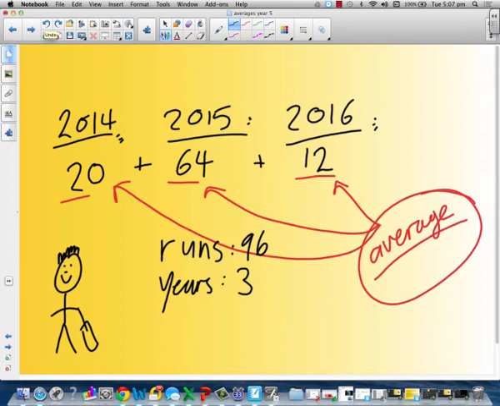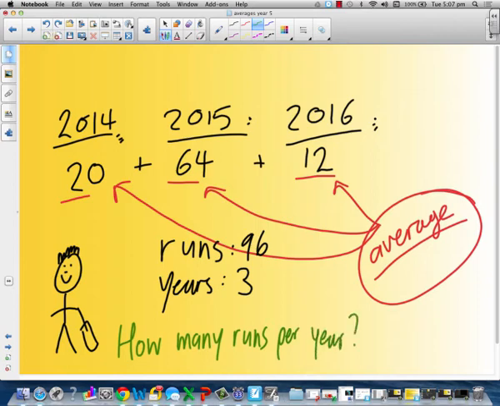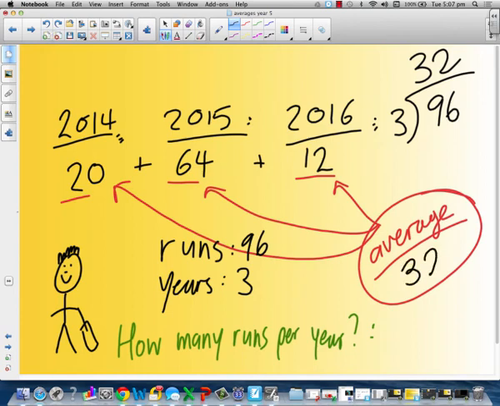So the question is, how many runs per year? That's going to give us his average runs per year, a number that shows us about what Fred is getting per year. To find that out, we divide the amount of runs, 96, by the amount of years. 3 into 96 goes 32, exactly. So on average, Fred is getting 32 runs a year.